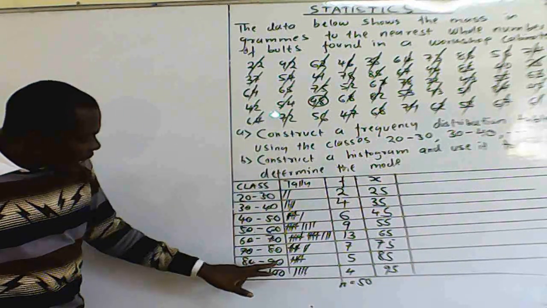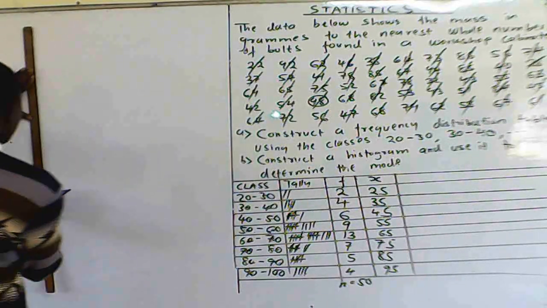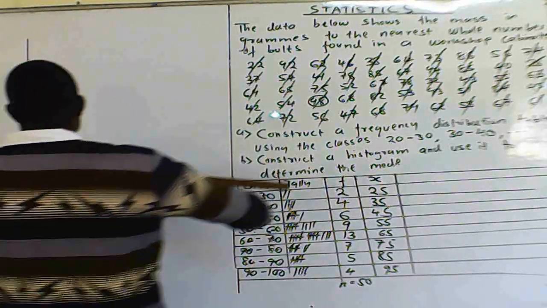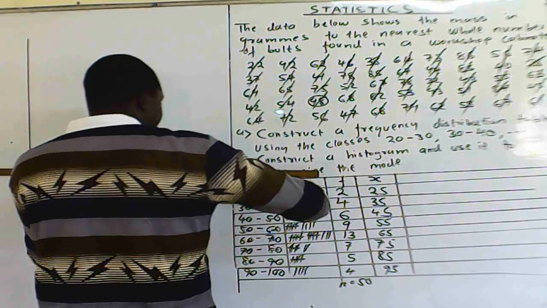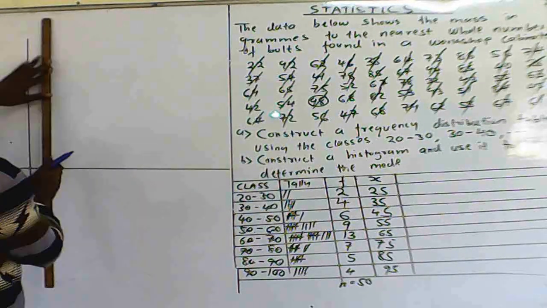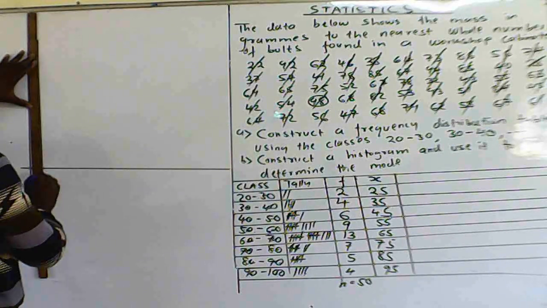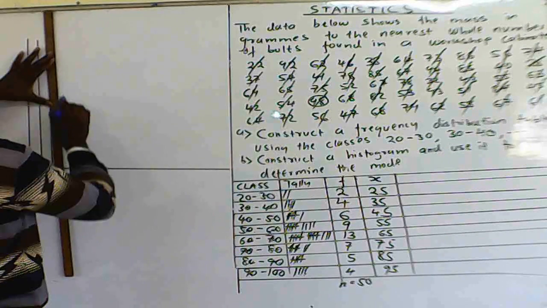How many classes are we going to have? 1, 2, 3, 4, 5, 6, 7, 8. So let's say this was your graph. This is how your histogram would have appeared. The classes are 8, so I can subdivide this into 8. Around 9 is okay.